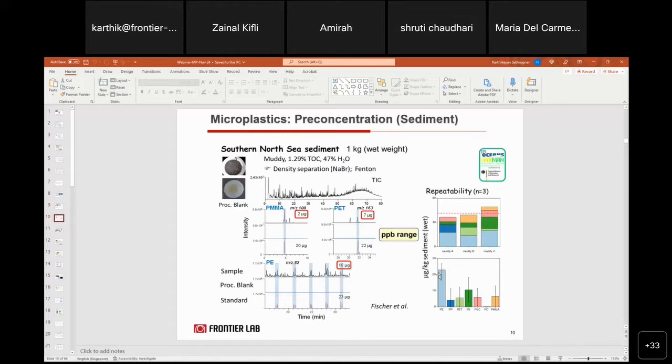So this is for sediment samples. Okay, for sediment samples, you always have to start with the density separation. After that, you may have to do a slight organic treatment just to get rid of the organic matter. Then you filter them through a small size filter. Then this can be analyzed. Okay, so in this case also, with 1 kilogram of sample, the concentrations you are seeing are in the order of 2 to 10 micrograms per kilogram. So that means ppb level concentrations.